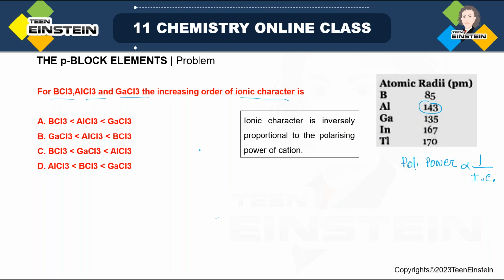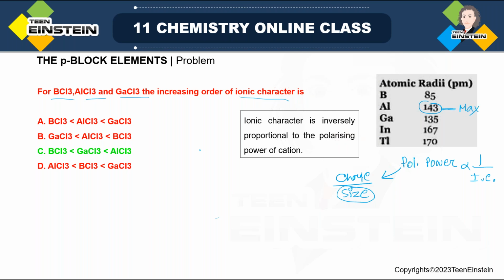As I have said, polarization power is inversely related to ionic character because it is directly related to covalent character, and polarization power is related to charge by size. As charge is the same but size is changing, we just consider this denominator when it is smallest. So it is smallest for boron, right? Smallest means charge density will be maximum for boron. So covalent character will be high, so ionic character will be minimum for boron. So this should be the correct option.